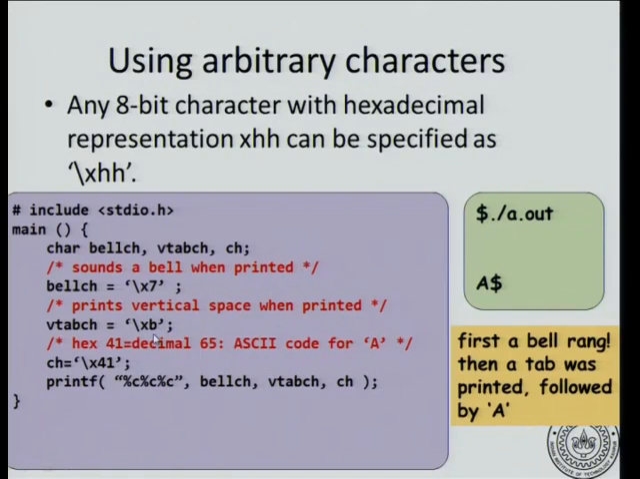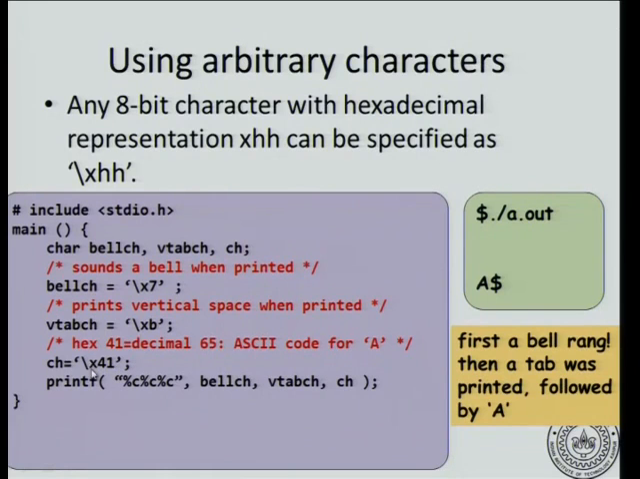Similarly, \xb is the 11th number in the ASCII table. It is a vertical space. So if you print that character, it will print a vertical space. Similarly, if I ask it to print hexadecimal 41 using \x41, hex 41 is 4 times 16 plus 1, which is 64 plus 1, 65. And we just saw that ASCII value 65 was the character A.